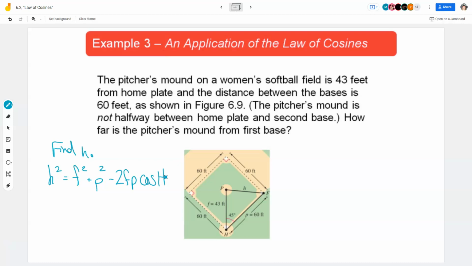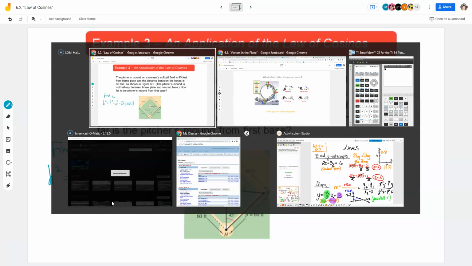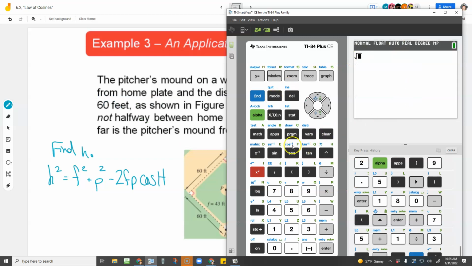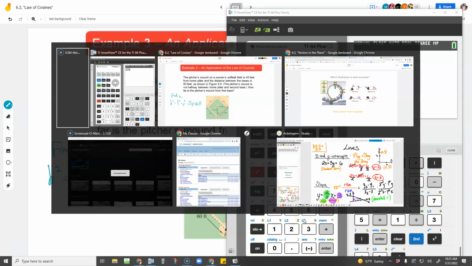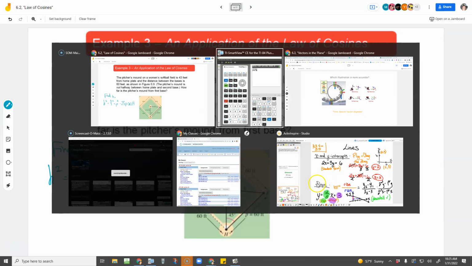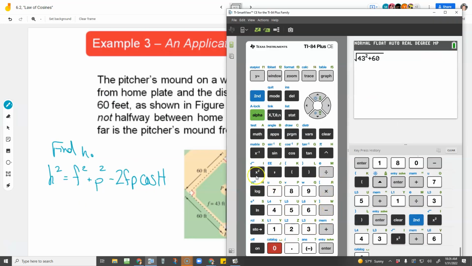You have all the sides, right? So what are we trying to find? H squared. Find the base? Because the test isn't there, right? All of the sides. How far is the pitcher's mound? Oh, I haven't solved it yet. There you go. Let's check. That's what I said. Are you writing it?